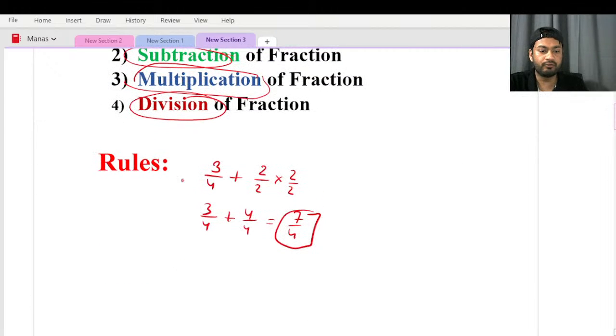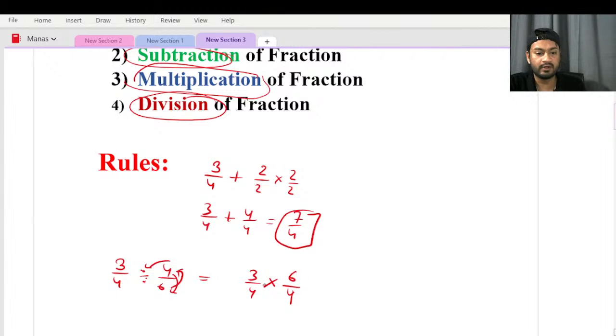There is one more rule for division. Suppose 3 by 4 is divided by 4 by 6. What you can do is write 3 by 4 and then put a multiplication sign. For the division sign you can put the multiplication sign, and you can put 6 here and then 4 in the denominator, right? So you change the sign from division to multiplication and then reciprocate this term. This 6 will go to the numerator and 4 will come in the denominator, right?